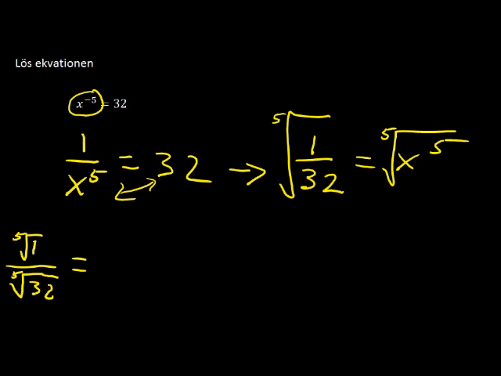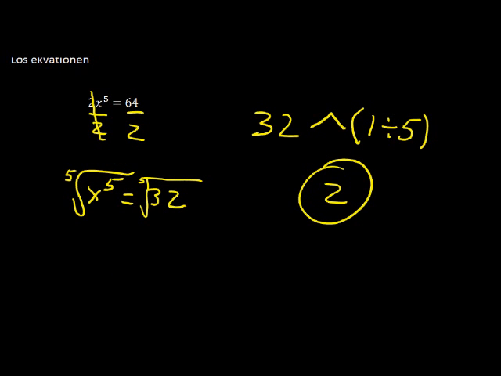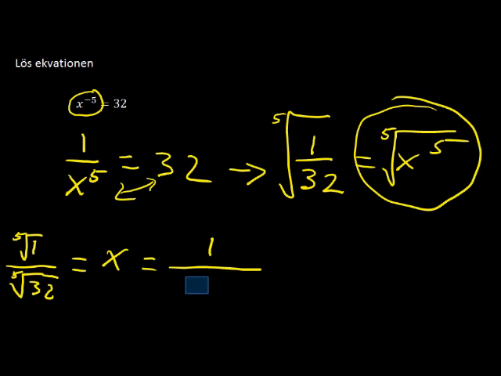And that'll be equal to this, which cleans up to just x. Now we're almost done. Let's look at how this goes. The fifth root of 1 is just 1, and the fifth root of 32, like our previous example, is 2. So in this case, x is 1/2.